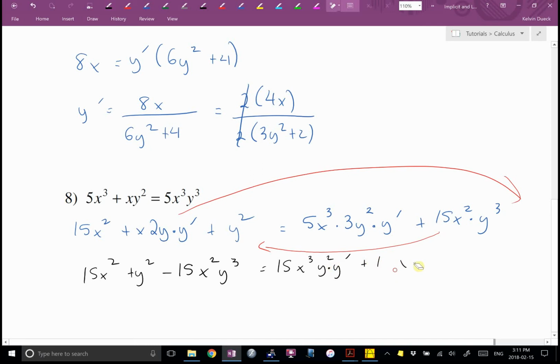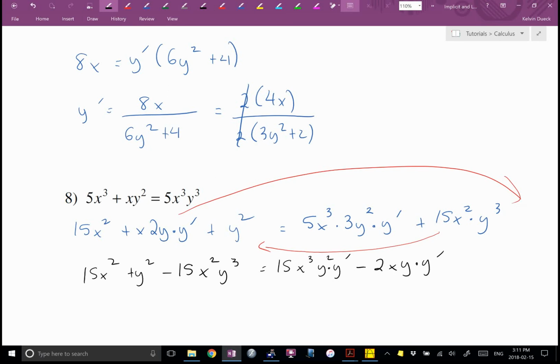Oh, no, I already moved that over, Mr. Duick. I'm moving this over. Minus, see, too much room to make dumb mistakes. Minus a 2, an x, a y, and a y prime. And again, where all those y primes are, you can have a dy dx. How many y primes? Have I made any dumb mistakes? Double check me. I think I'm good.